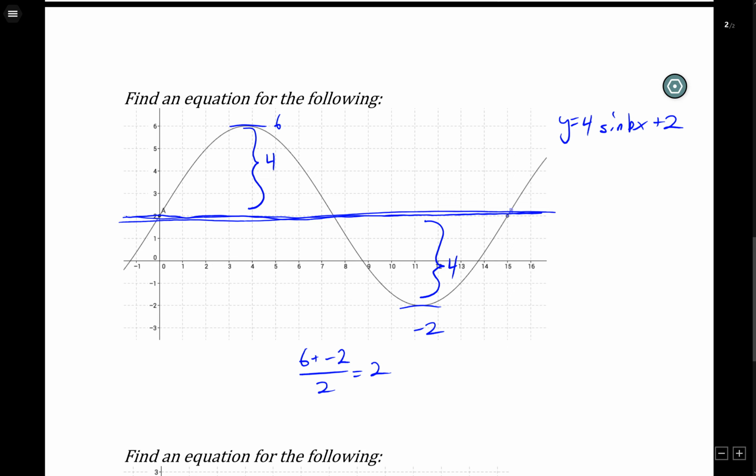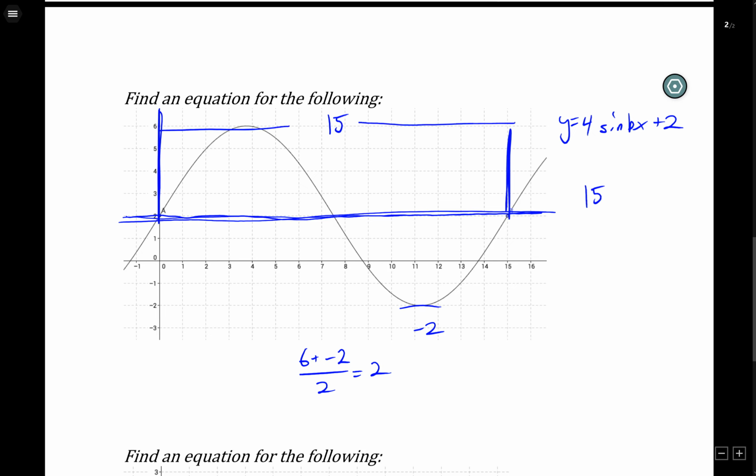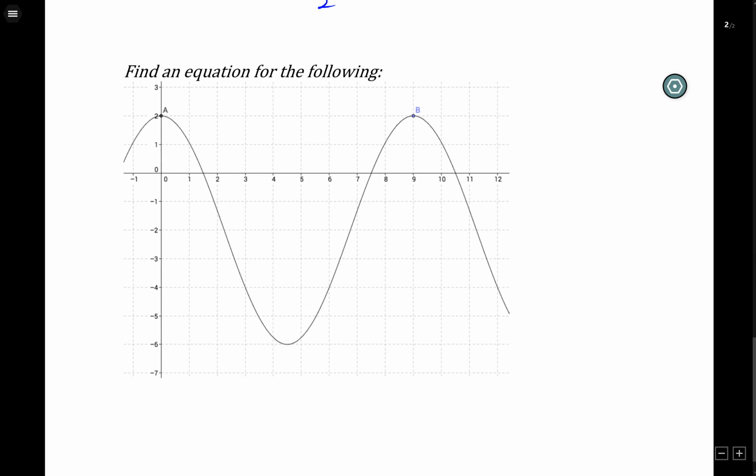Finally, in order to figure out my B, I need to figure out the period. So let's see. It starts right here at 0 and goes all the way over to 15. That's how long it takes to complete one pattern. So 15 is my period. And remember, the period is equal to 2 pi over B. If I cross multiply, the B will go over here, and then I can divide by 15 to find that B equals 2 pi over 15, and let's plug that into my formula. I'm done. Easy.